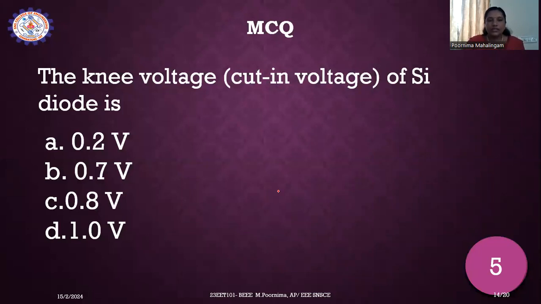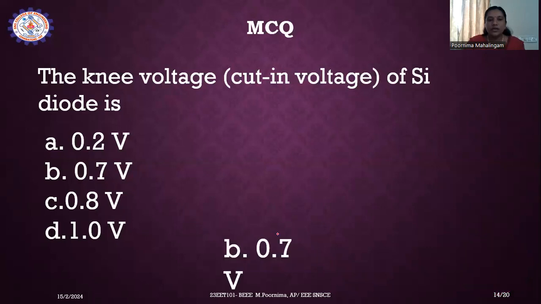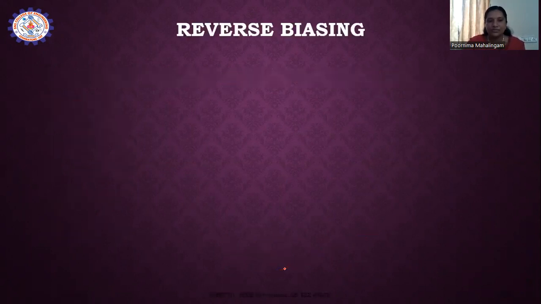And we have a small activity. Multiple choice question: the cutoff voltage of a silicon diode is 0.7 volt. For silicon, I have already told you, it is 0.7.